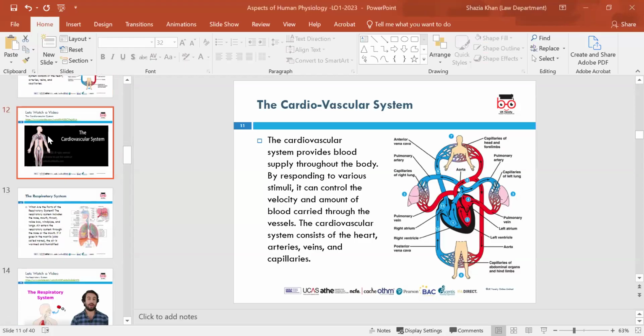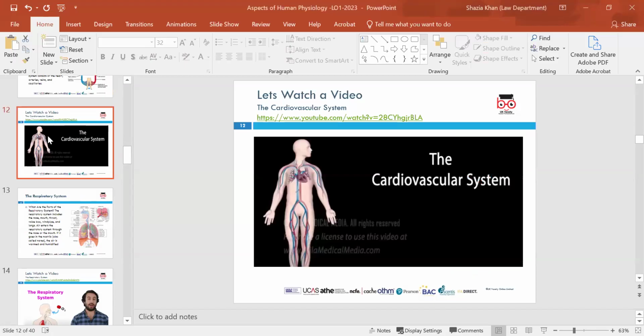There's a video here on how the cardiovascular system works, which you can look at in your own time, and it will give you an idea of how the system works and what the connections in between are.